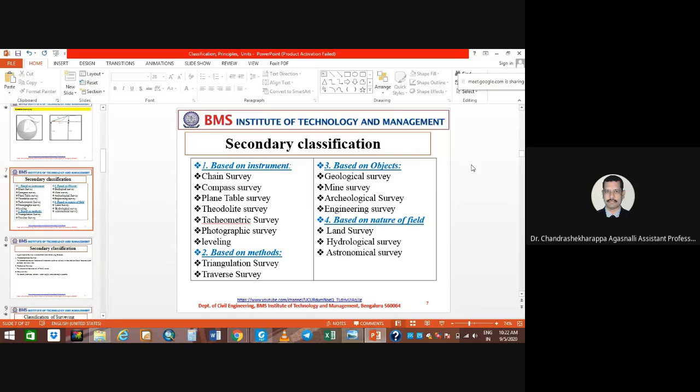Okay, this is all about today's classification of survey methods. So in the next class, we'll go for units and measurement: how we are going to do the measurements with the different units. We are going to take up those things there.